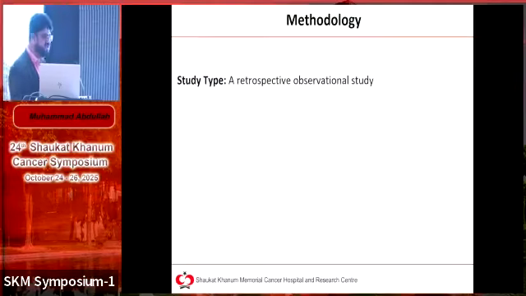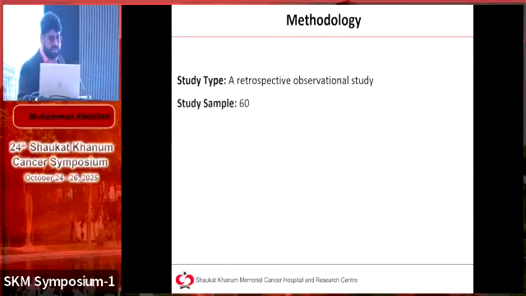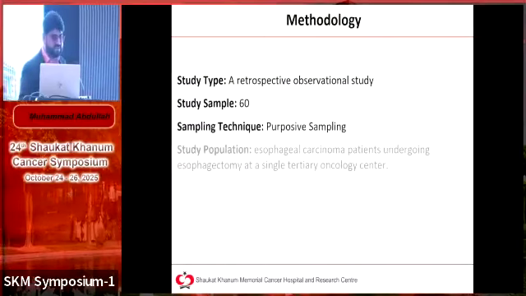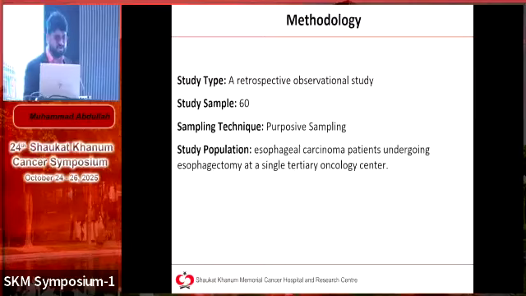So the study methodology is a cross-sectional study. Basically, it's preliminary data, and this data consists of 60 patients only. The sampling technique we used is proportion sampling. The target population is esophageal carcinoma patients who underwent esophagectomy at a single tertiary oncology center.